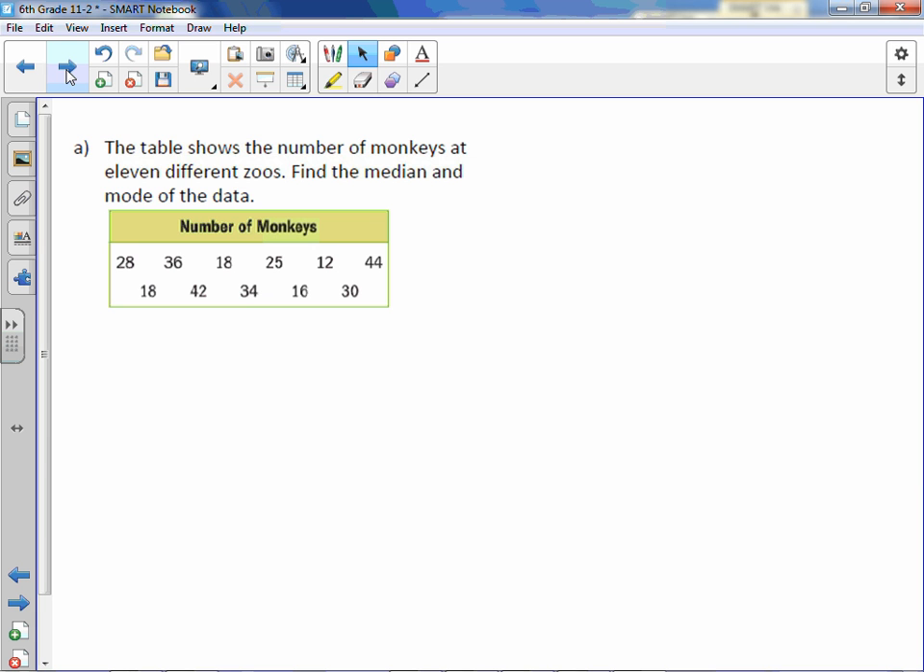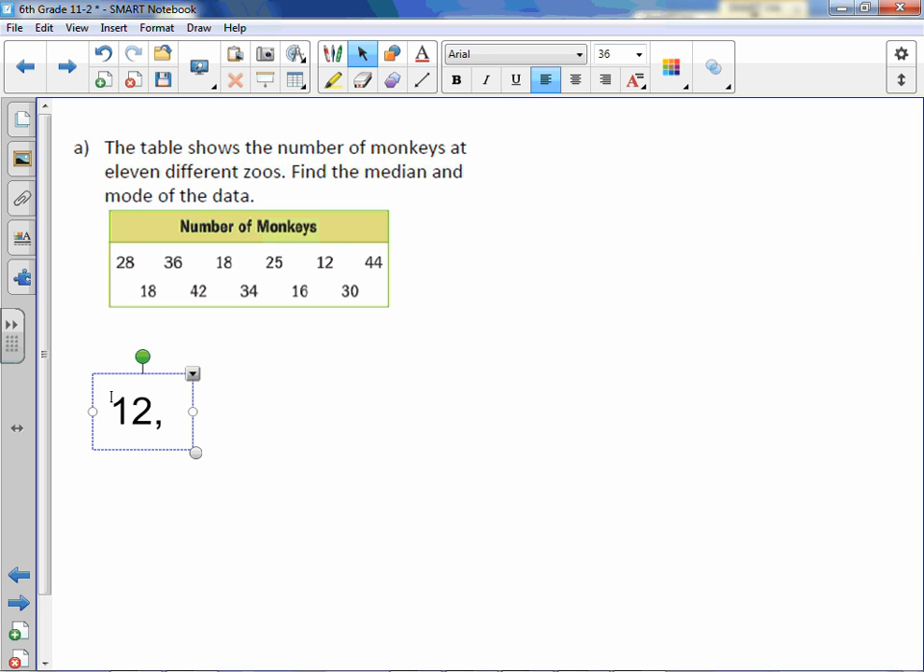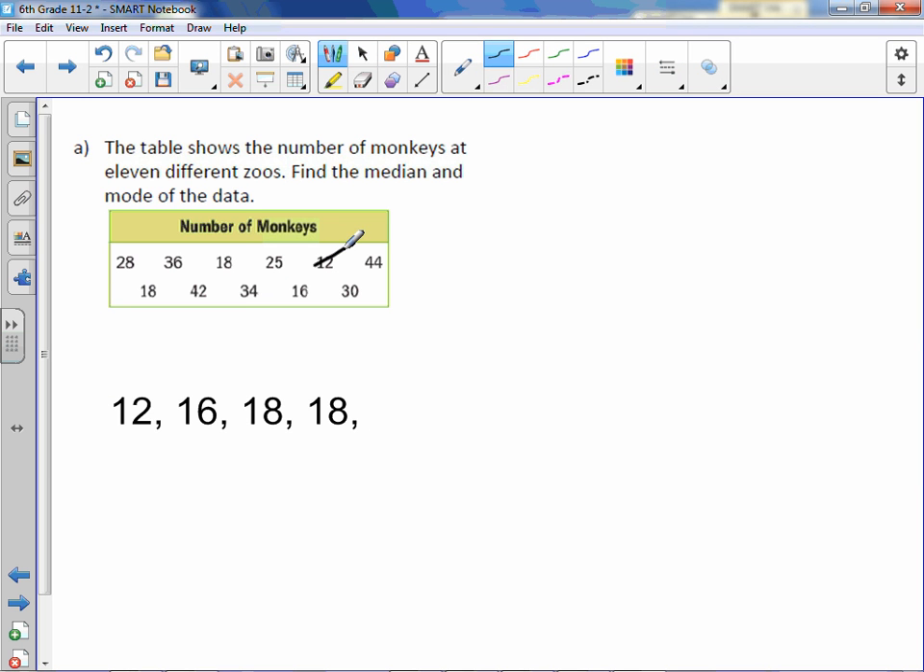The table shows the number of monkeys at 11 different zoos. Find the median and mode of the data. The first thing we're going to need to do is put the data in order from least to greatest. So it looks like we have a 12, 16, 18, 18. Let me just go ahead and cross those off as I'm going.